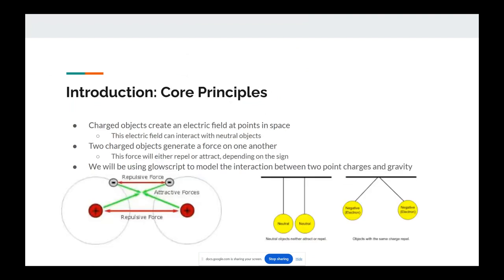The core principles of this lab are that charged objects create an electric field at points in space. This electric field can interact with neutral objects. Two charged objects generate a force on one another. This force will either repel or attract, depending on the sign of the charges. We will be using GlowScript to model the interaction between two point charges and gravity.